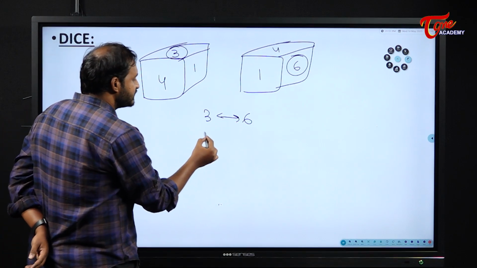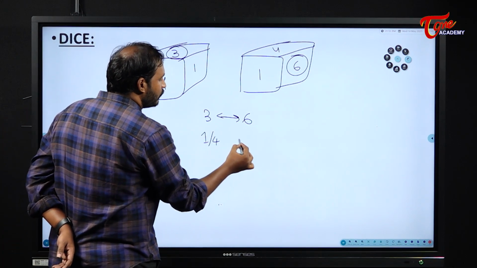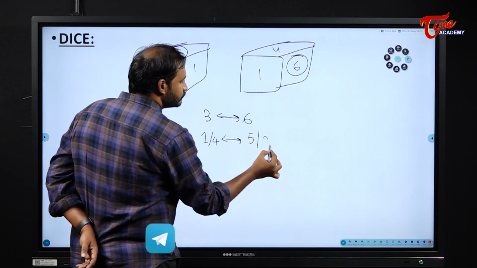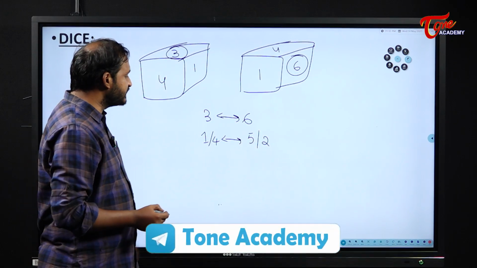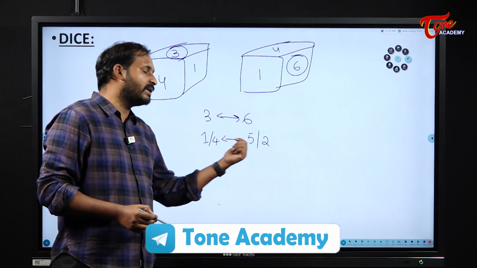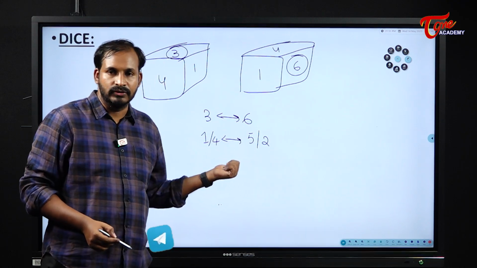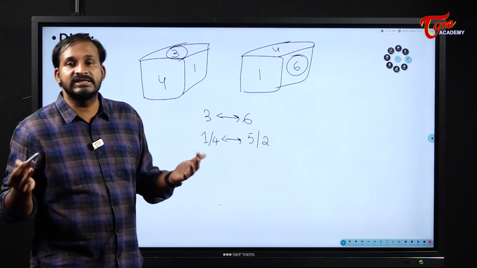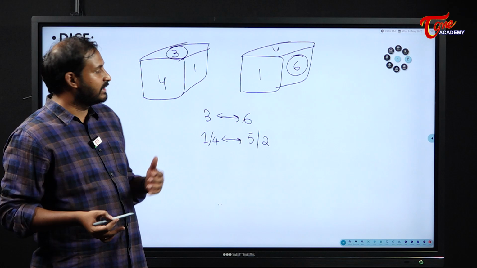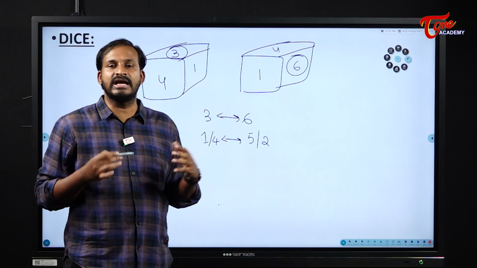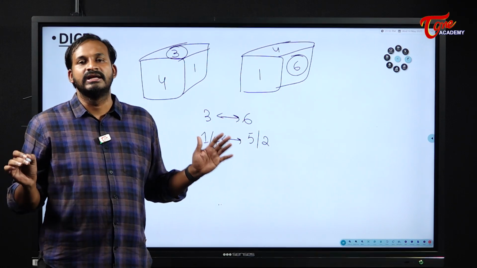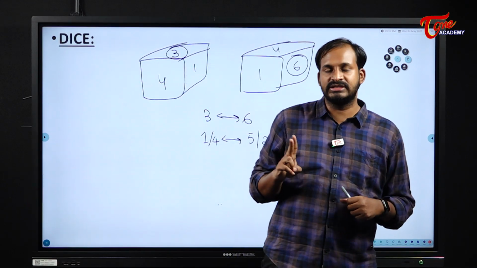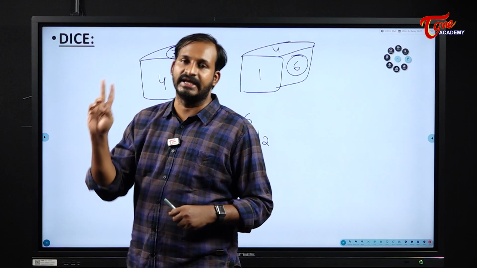But you cannot say exactly what number is opposite to 4 or 1. It may be either 5 or 2. We cannot say exactly which number is opposite. 1 may be opposite to 5 or 1 may be opposite to 2. Similarly, 4 may be opposite to 5 or 4 may be opposite to 2. We cannot say exactly, but we can say exactly that 3 and 6 are opposite to each other. So these are the only two types of questions which they will ask us from the closed dice.